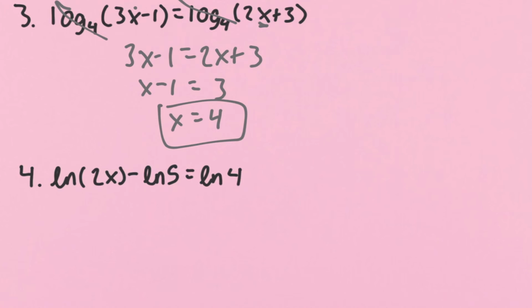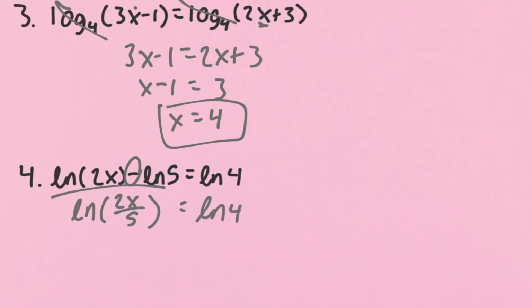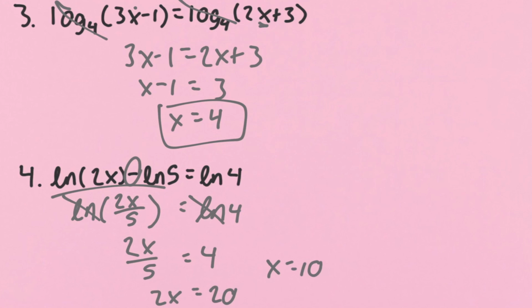And then in number 4, we need to condense the left side first. We're subtracting 2 logs, which means we need to divide the insides. Now we have the log, or in this case specifically natural log, of everything on the left equals the natural log of everything on the right. So now we can cancel both natural logs, and we have 2x divided by 5 equals 4. Multiply both sides by 5. And divide by 2. Double check, 2 times 10 gives you a positive number, so this is our answer.